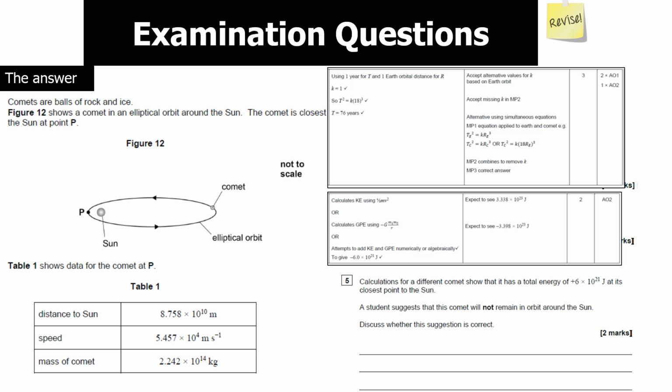So you work each one out, you add the two values together, and you should get approximately minus 6 times 10 to the 21 joules.